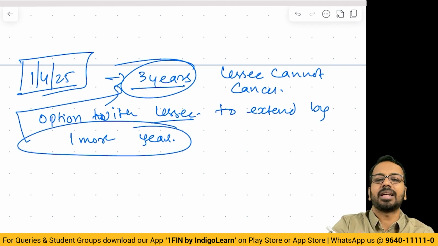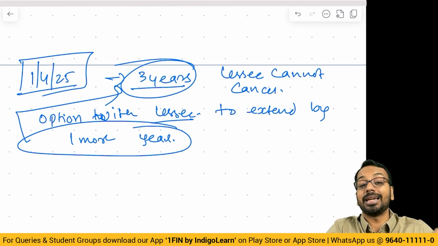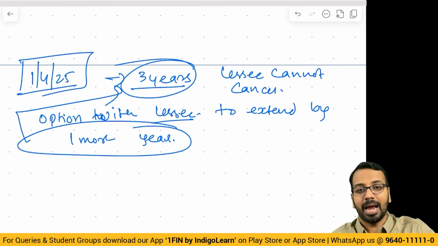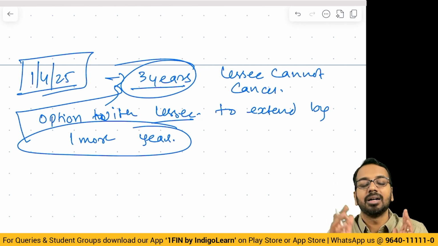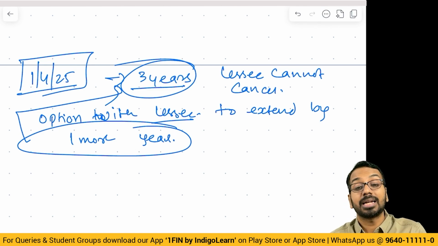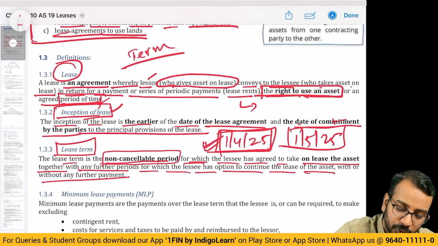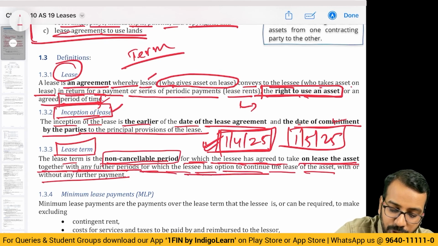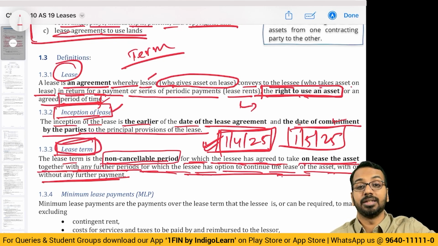Okay. Now, as far as the exams are concerned, at your level, they will not get into cancelable, non-cancelable in detail. They will directly give you, this is the term of the lease. And you have to assume that the lease term, whatever is given in the question, is non-cancelable unless the question says that it is a cancelable part. Cancelable means I can give 1 month notice and I can vacate the premise. That is a cancelable lease. Okay. So, lease term is the non-cancelable period for which the lessee has agreed to take on lease the asset together with any further periods for which the lessee has option to continue the lease with or without the payment. So this is the lease term. So you have understood lease inception and lease term.